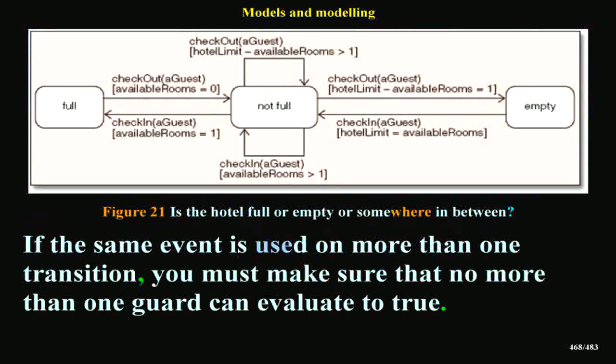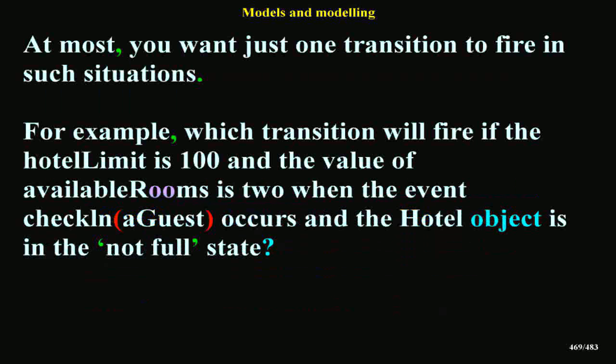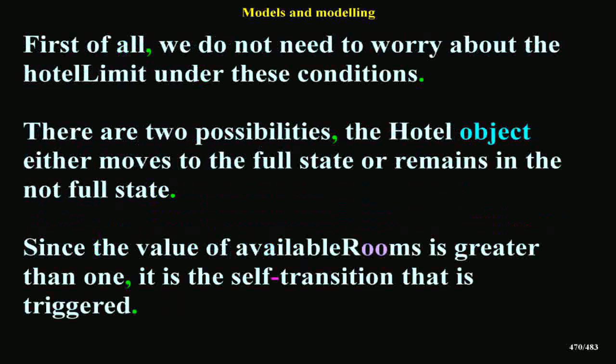If the same event is used on more than one transition, you must make sure that no more than one guard can evaluate to true. At most, you want just one transition to fire in such situations. For example, which transition will fire if the hotel limit is 100 and the value of available rooms is 2 when the event check in a guest occurs and the hotel object is in the not full state? First of all, we do not need to worry about the hotel limit under these conditions. There are two possibilities. The hotel object either moves to the full state or remains in the not full state. Since the value of available rooms is greater than 1, it is the self-transition that is triggered.